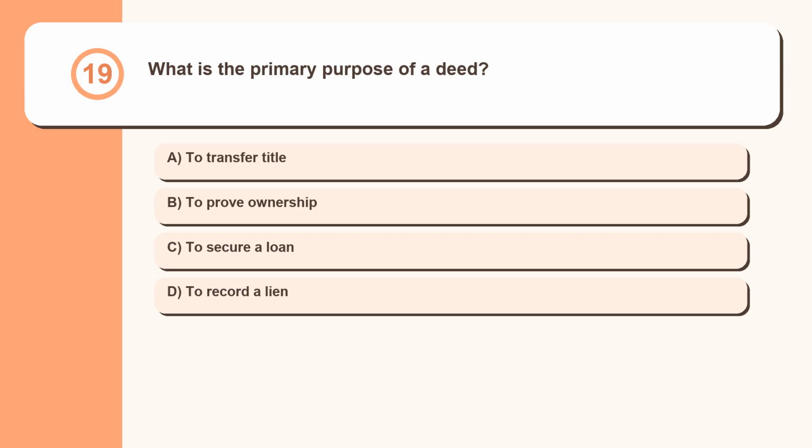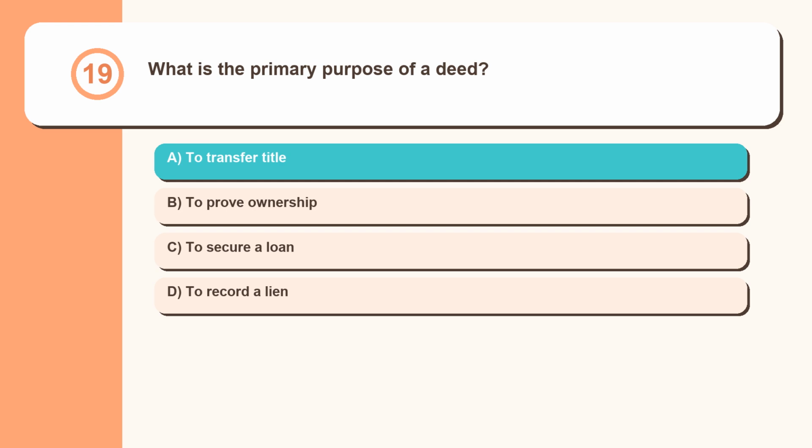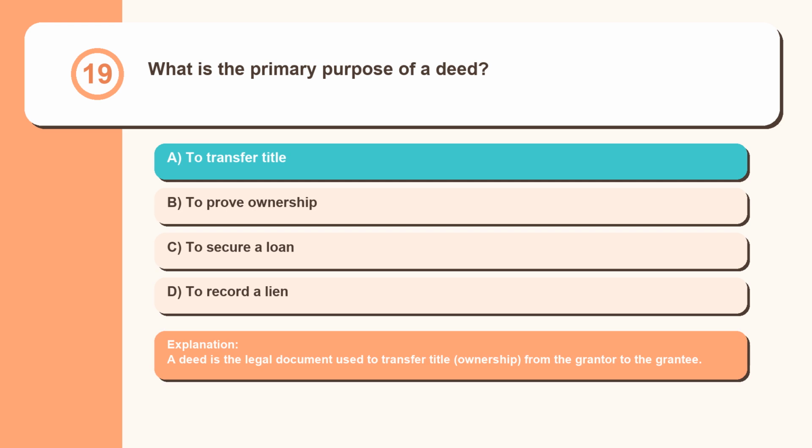Question 19. What is the primary purpose of a deed? To transfer title, to prove ownership, to secure a loan, to record a lien. A deed is the legal document used to transfer title, ownership, from the grantor to the grantee.